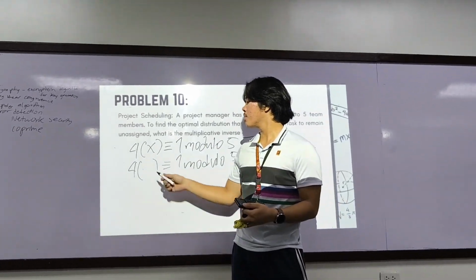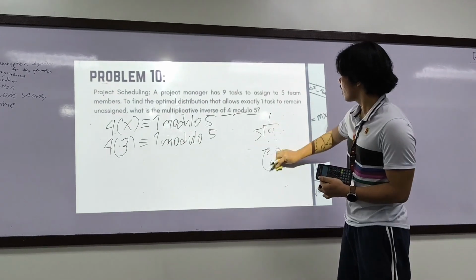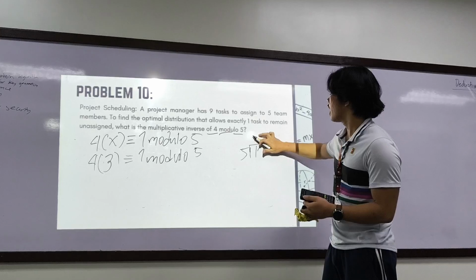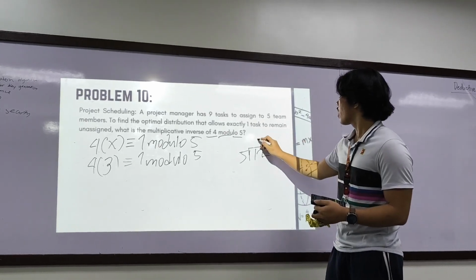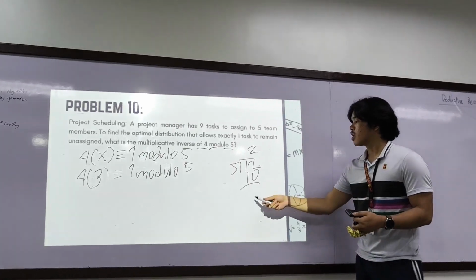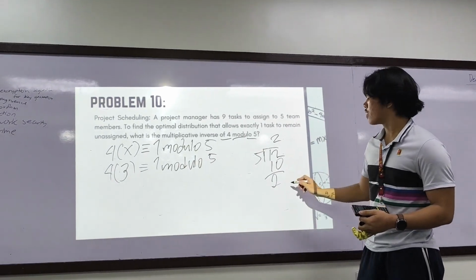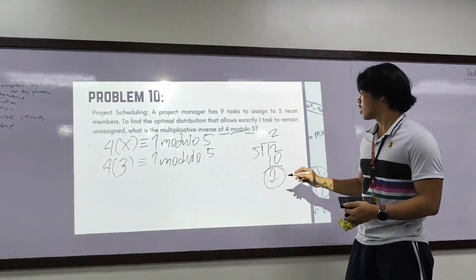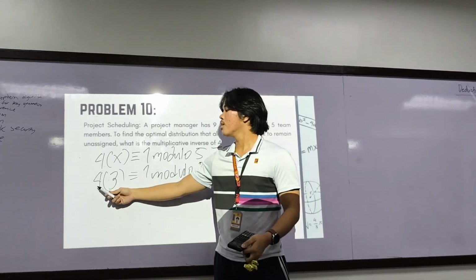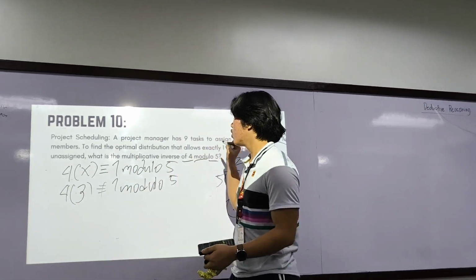So we'll proceed to another number, which is 3. 4 times 3, we have 12. And 12 divided by 5, we have 2. And 2 times 5 is 10. When subtracted, we have 2. So 12 divided by 5 has the remainder 2. Instead of 1, we have the remainder 2. So we conclude that 4 times 3 is not congruent to 1 modulo 5.